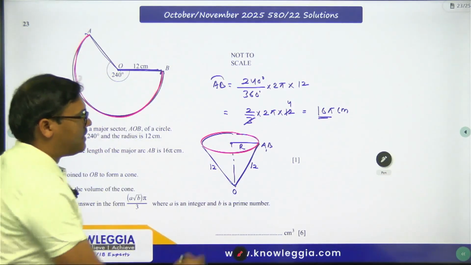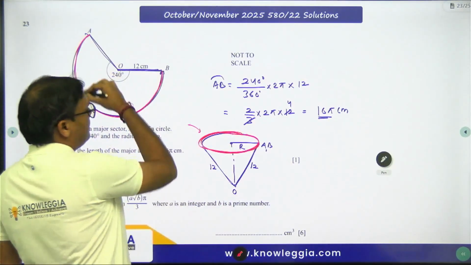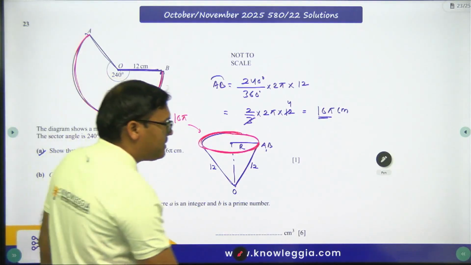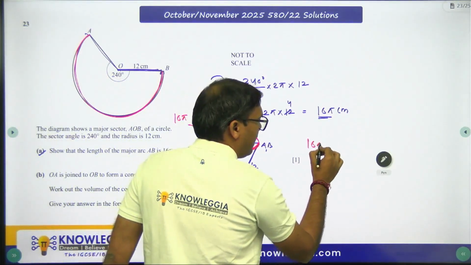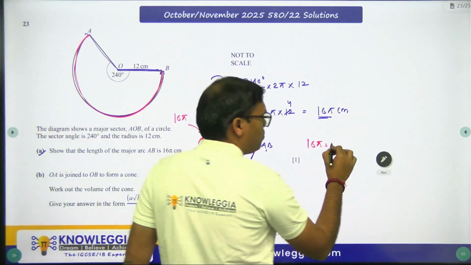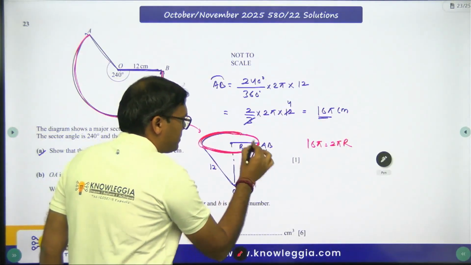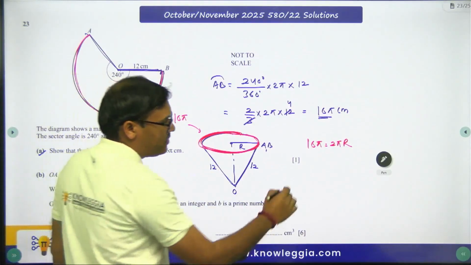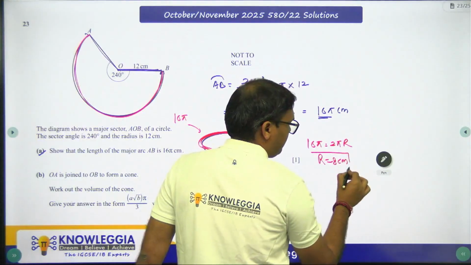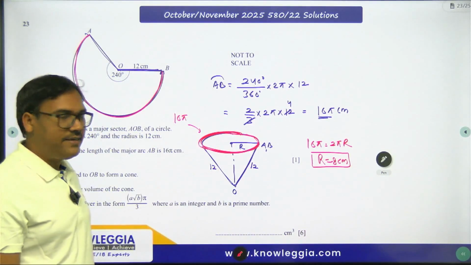So I can say the circumference of this will be the arc length AOB, which is equal to 16 pi. That is the arc length we calculated in the first part. It should be equal to 2 pi r, because this is the circumference of the circle. So from this you can see r is equal to 8 centimeter. I hope this is clear, right?